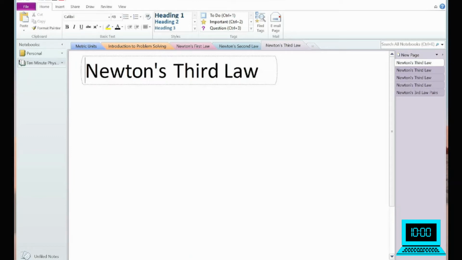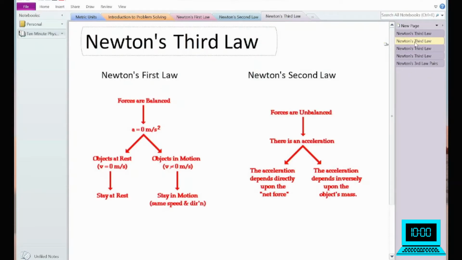Today, in 10 minutes or less, we'd like to take a look at Newton's third law, make sure we understand some of the nuances, some of the difficulties, and really make sure you can wrap your head around this law because it's very important. Before we do, let's just recap very quickly Newton's first law and second law.